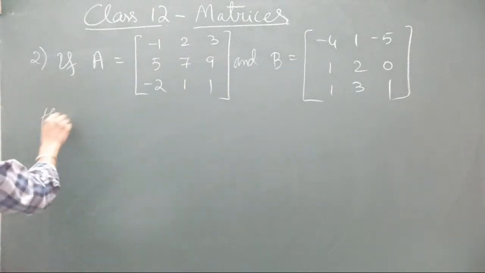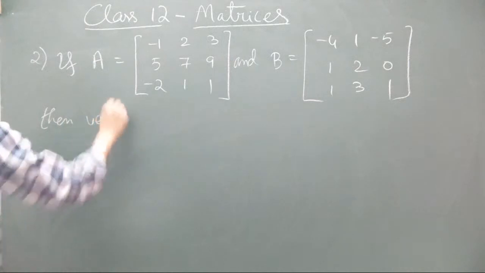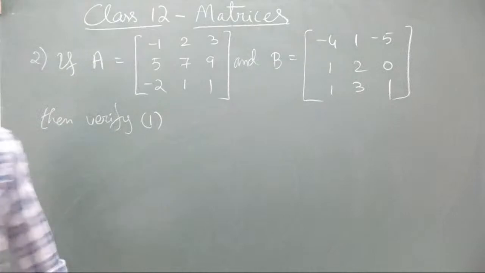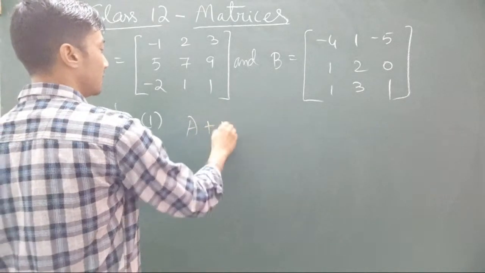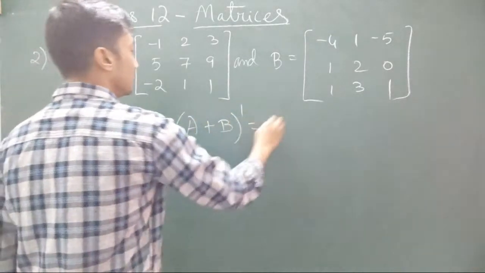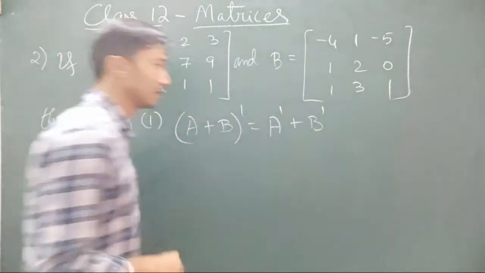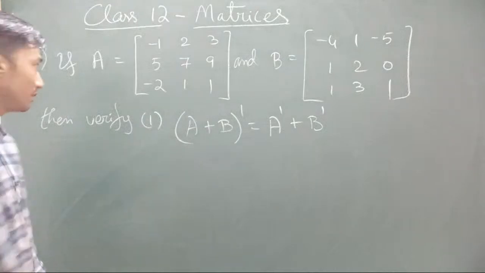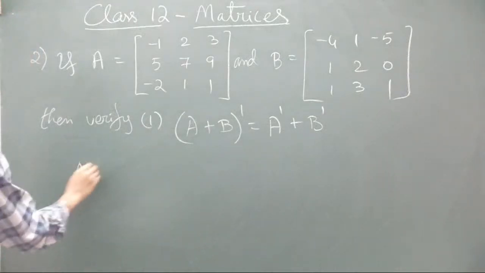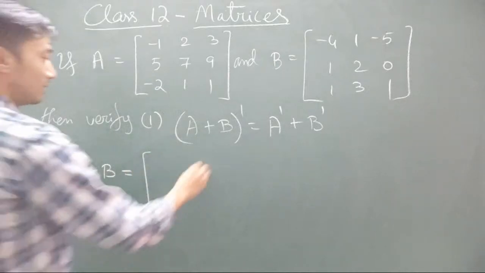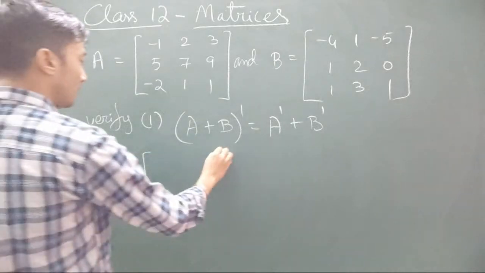Then what we are supposed to do is verify. Number one, verify that result which I gave you, that A plus B transpose is equal to A transpose plus B transpose. So let's do that quickly. A plus B, we'll just do it directly now. Let's try to add the matrices directly from the question, that is A plus B.